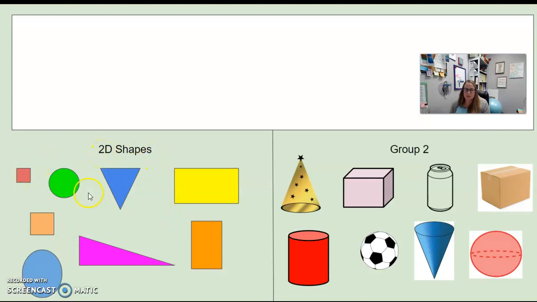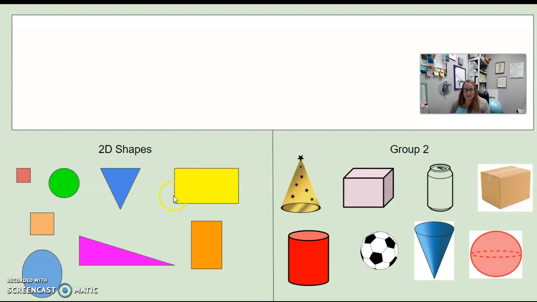So if these are all 2D shapes because they're flat and they don't stand up, then why are all of these shapes together? I have a party hat, I have a cylinder, I have a soccer ball, I have a rectangular prism, I have a can, I have a box, I have a sphere, I have a cone. How are all of these the same? That's right, these are not flat, so they're made of different shapes. So if I look at this one, I can see that there's a rectangle and there's a square, so it's made of other shapes. And what else does it do? That's right, it stands up.